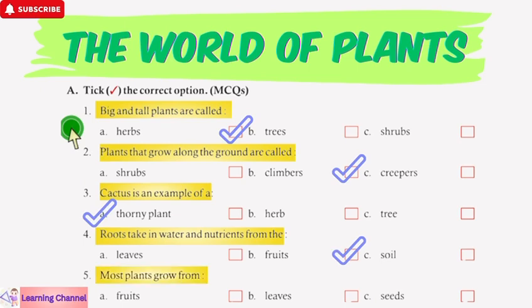5. Most plants grow from. The answer is C, seeds. Most of the plants grow from the seeds.